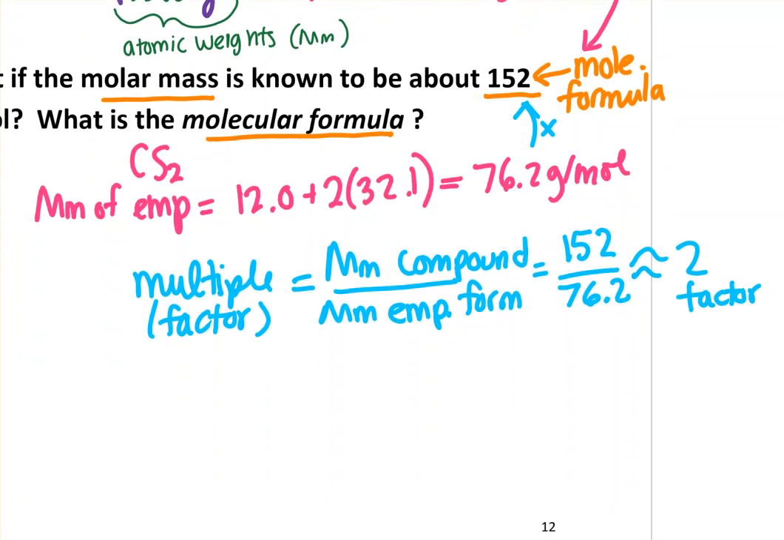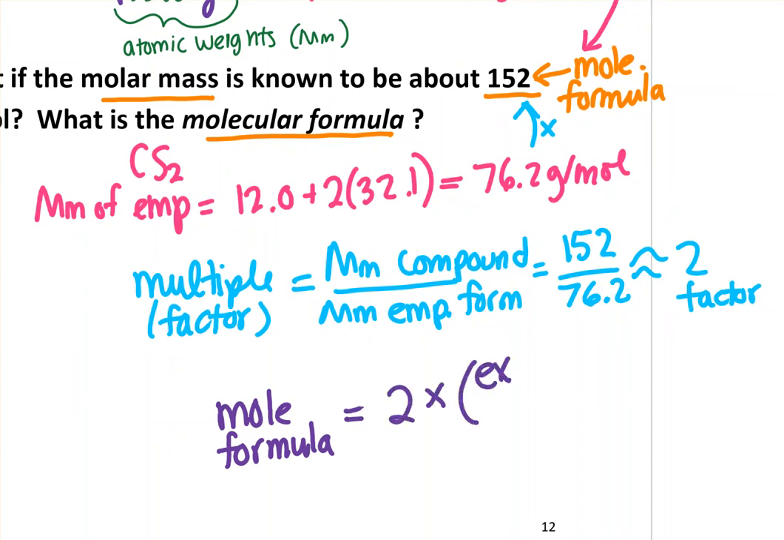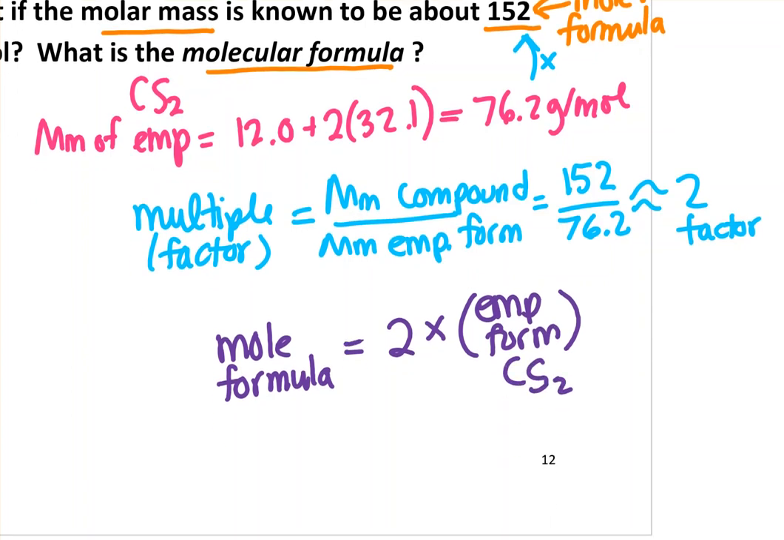And so to get my molecular formula, I say 2 times whatever the empirical was, which was CS2. So my molecular formula is C2S4.